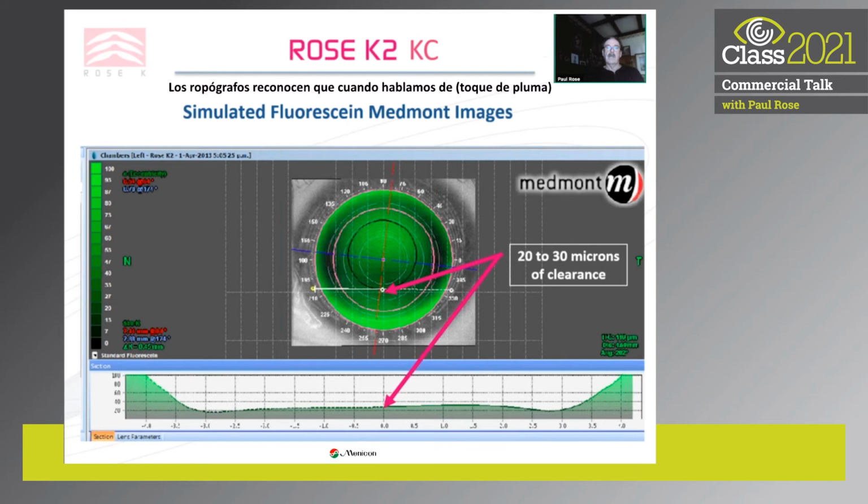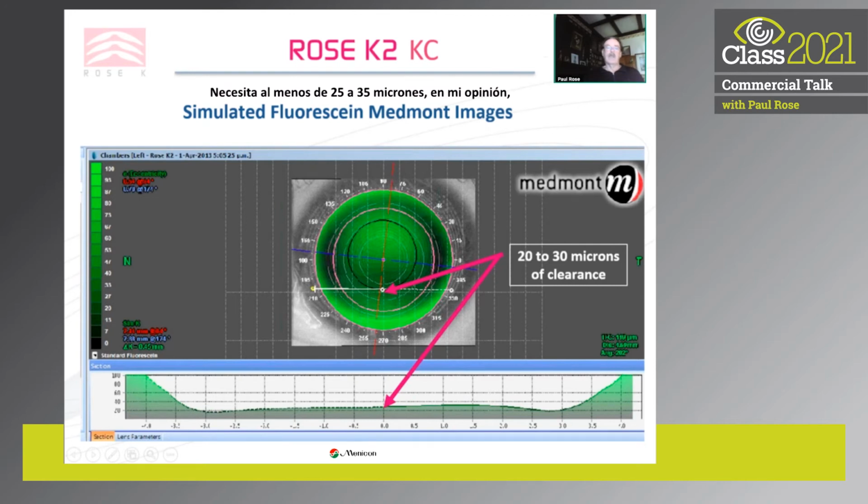Topographers recognize that when we talk about feather touch, we don't actually have touch. We still have about 20 to 30 microns of clearance. So you can see this as a simulated map produced by the Medmont topographer. You can see here we're showing cut. So this point here, where the cursor is represented here. And if you go along the scale, you see we still have around 25 microns of tear film, even though we do not show fluorescence.